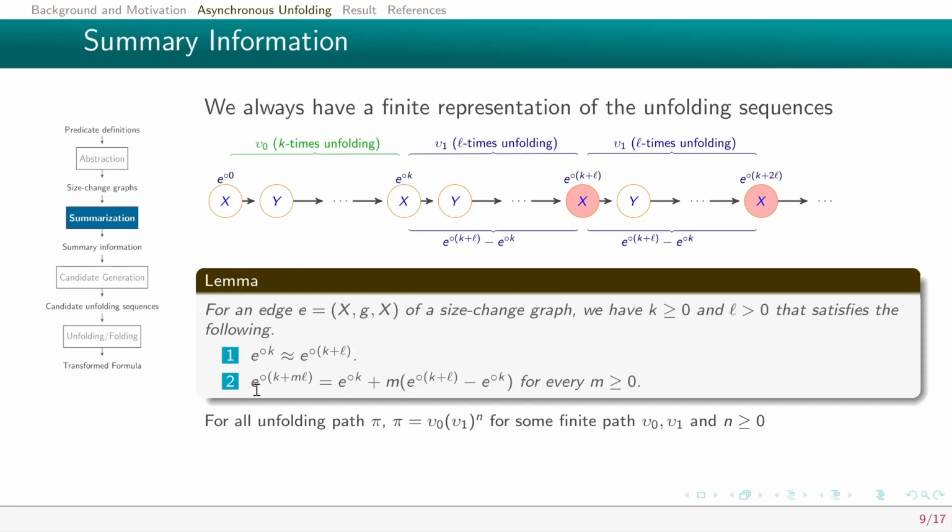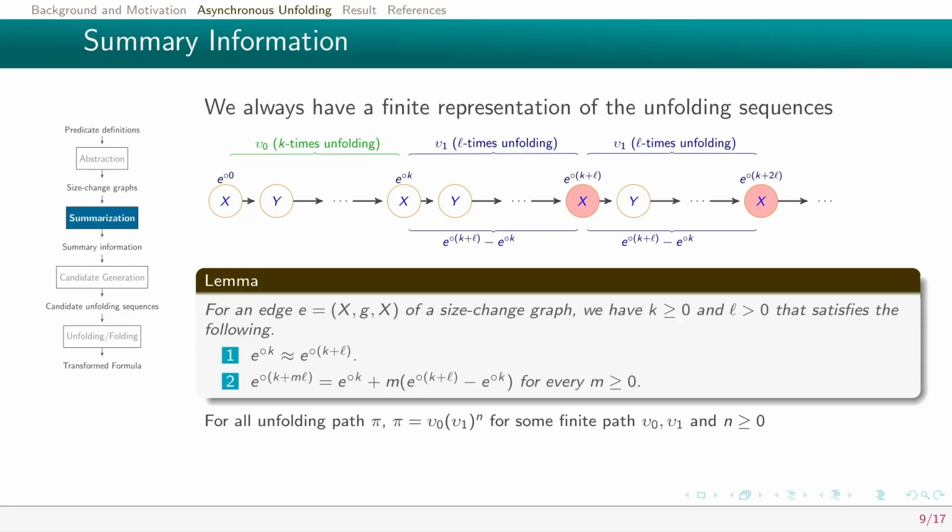Now suppose E k plus m multiply L is from m times of L unfolding after Ek. Then the particular parameter changes for these segments are the same. So that means the particular parameter changes from here to here and from here to here are the same. This is the second property. And this guarantees that we can always represent all the unfolding sequences in a finite way.